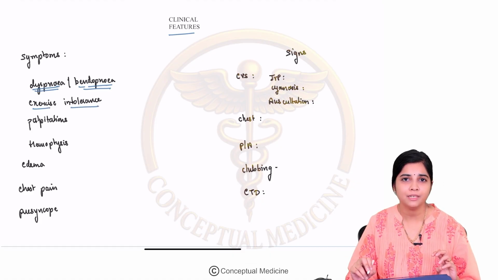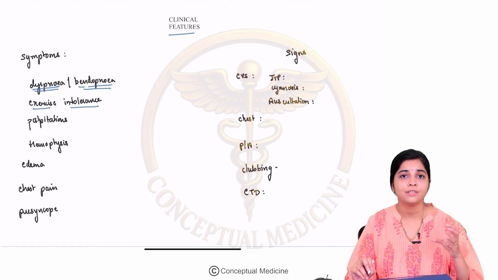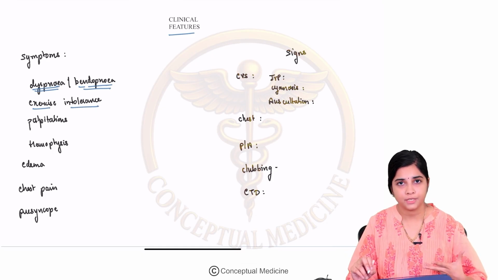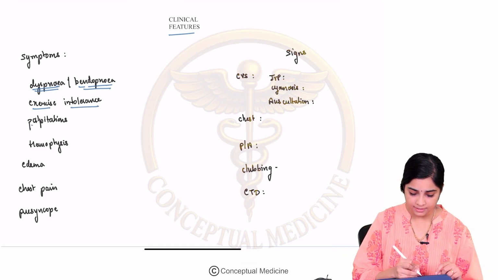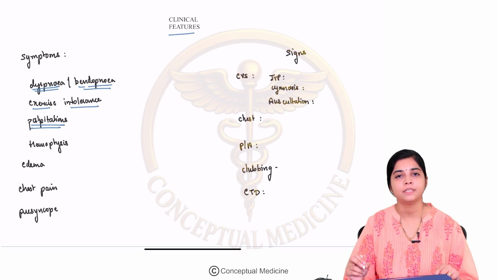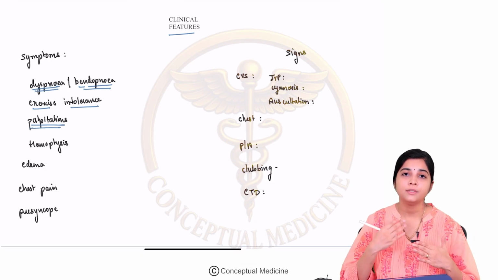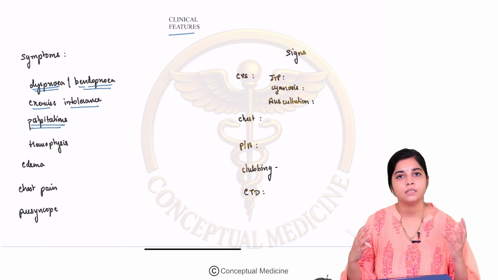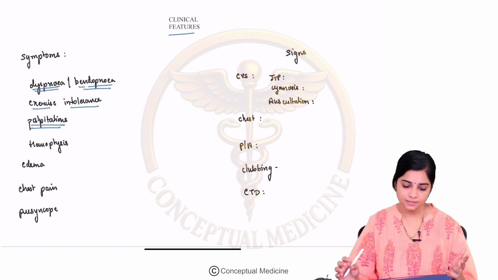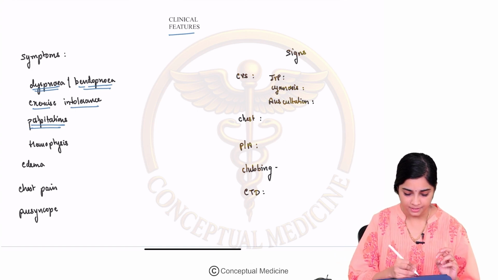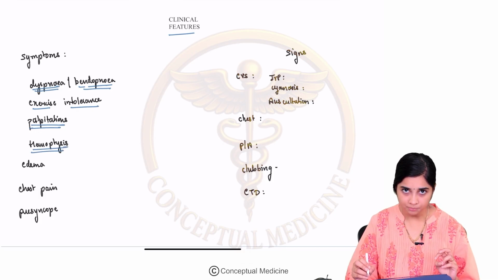Over the course of time, what will happen to the RV? The RV undergoes dilatation because of pressure overload. And then once the RV dilates, you can have palpitations, because of volume overload. With RV dilatation, the RV is not contracting well, so in order to improve the cardiac output, the RV is going to contract at a faster rate and you can have palpitations. Apart from that, you can have hemoptysis.